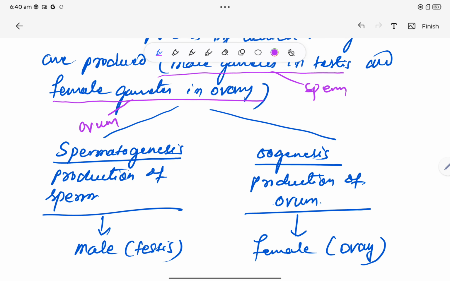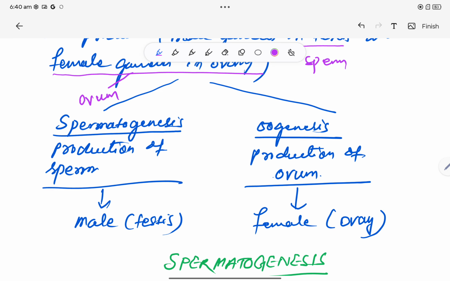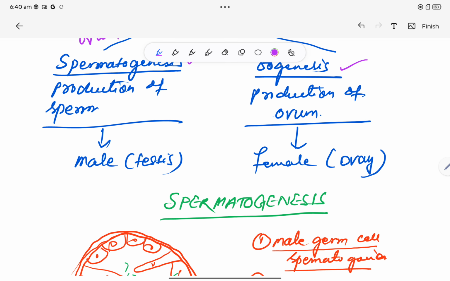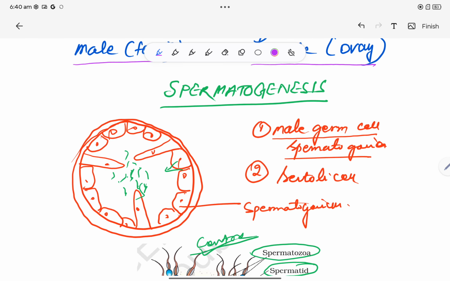Now this gametogenesis is of two types: spermatogenesis and oogenesis. What is spermatogenesis? The production of a sperm that takes place in the testes. Oogenesis is the production of ovum that is produced in the ovary. So spermatogenesis takes place in the testes and oogenesis takes place in ovary. Let us start spermatogenesis.